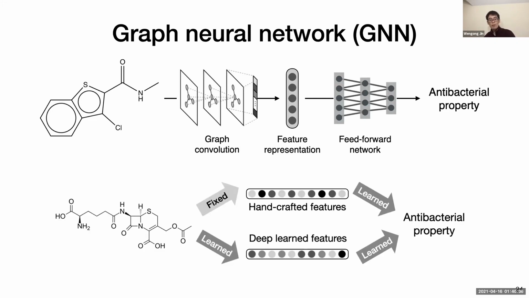So again, pulling back to this paradigm, the traditional approach uses handcrafted features and then learns something on top of this feature vector. But now we have these 2 steps learned jointly within this graph neural network architecture.